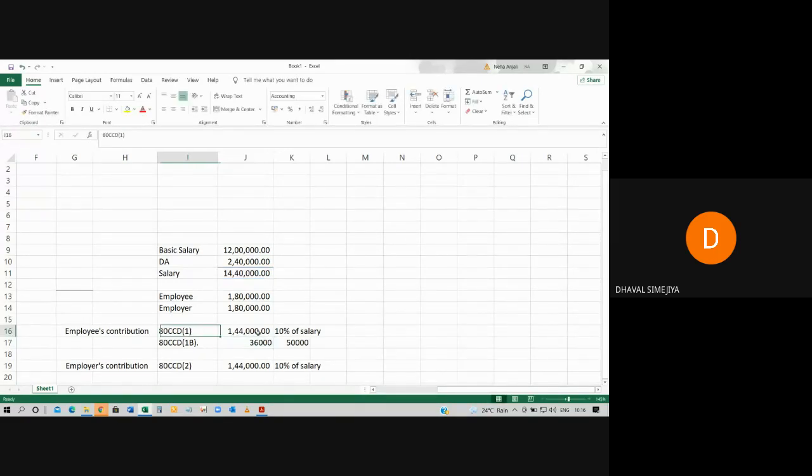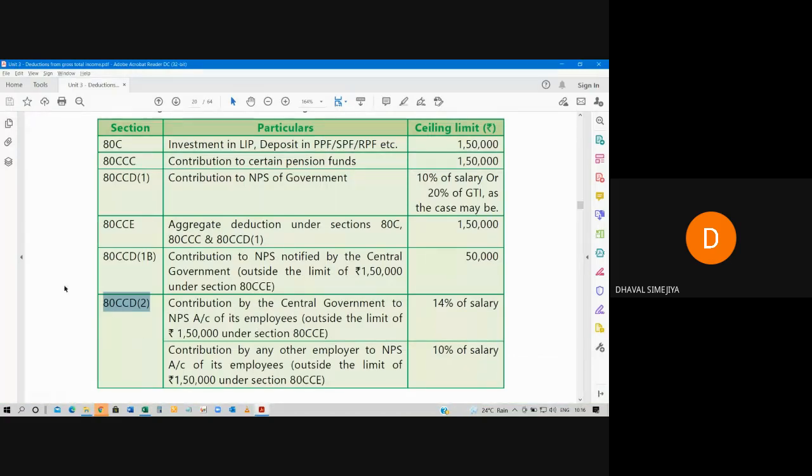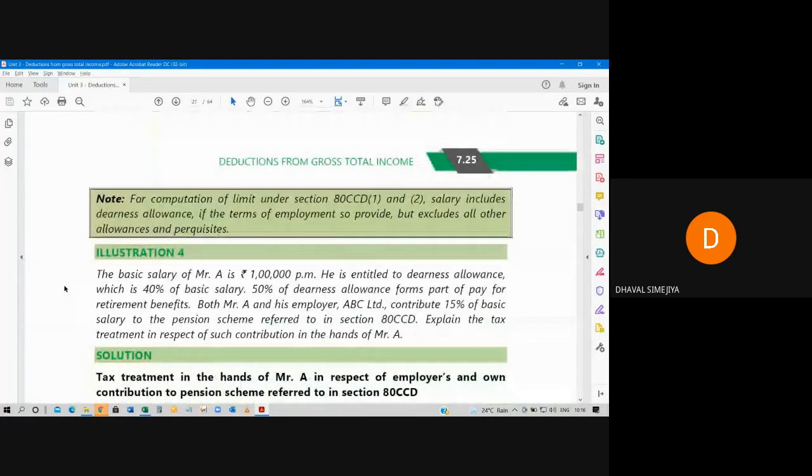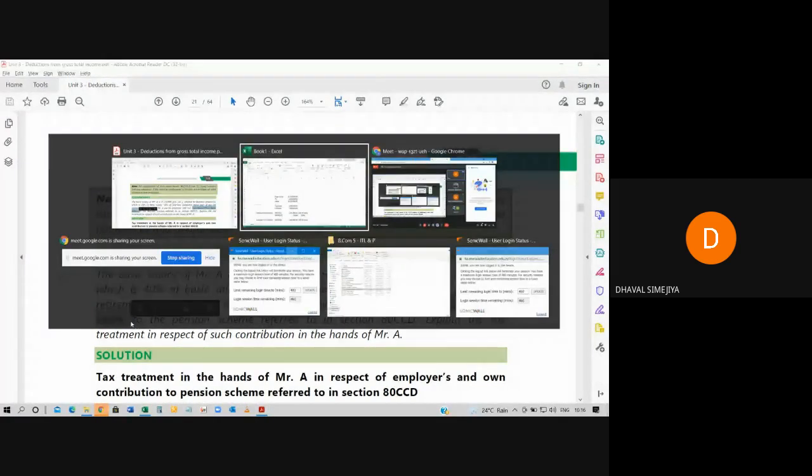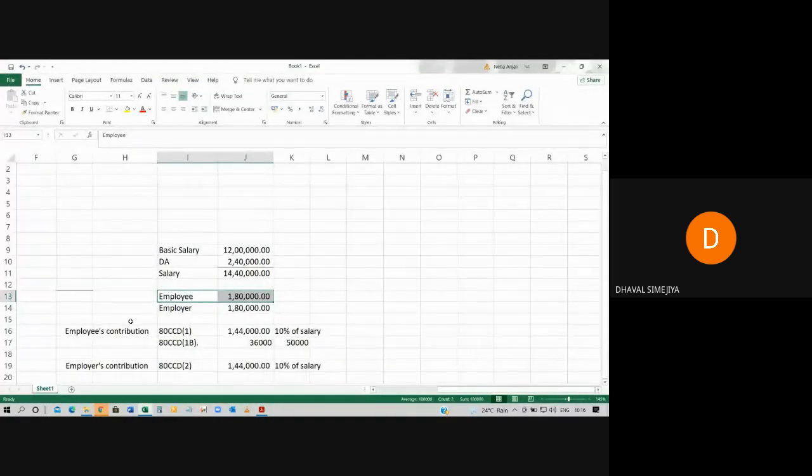Look, here we are reading the language of law, and here we are reading the language of the question. What does the question say? 15% of salary. So coming to the question, contribute 15% of basic salary. So what is basic salary? Basic salary is 12 lakh rupees. So 15% of 12 lakh is 1,80,000. So actually contribute 1,80,000. But as per Income Tax Act, we will consider salary as salary plus dearness allowance forming part of retirement benefit.